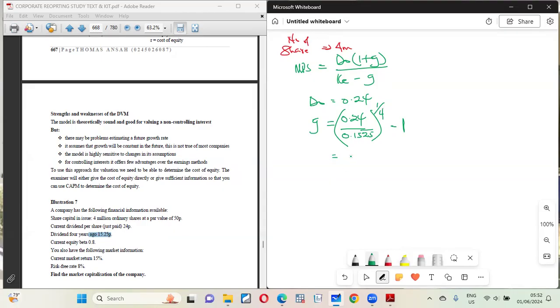So that gives us what? 12%, right? So 0.12. All right. So 12%. Now we know our growth. The next thing for us to find is our KE. And the KE, we are told that it is obtained by the CAPM formula, which is RF plus beta into brackets RM minus RF.